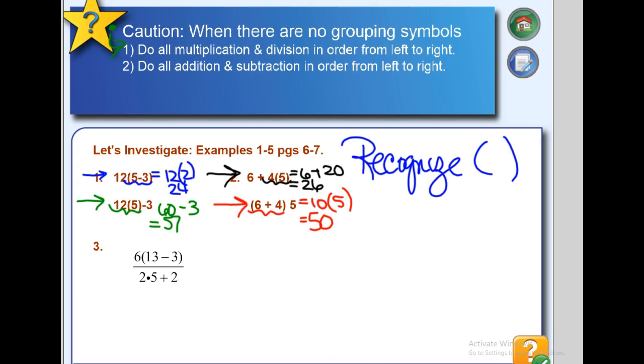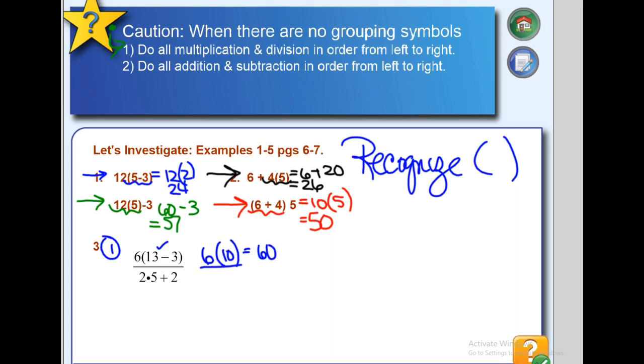Ooh, Mrs. Burton threw another fraction bar in. What should we do first? Yeah, remember we said we're going to take care of whatever is in the numerator. Oh, but I got a grouping symbol in the numerator. So that means we're going to go here first. So what is 13 minus 3? So that means we've got 6 times 10, which equals 60.